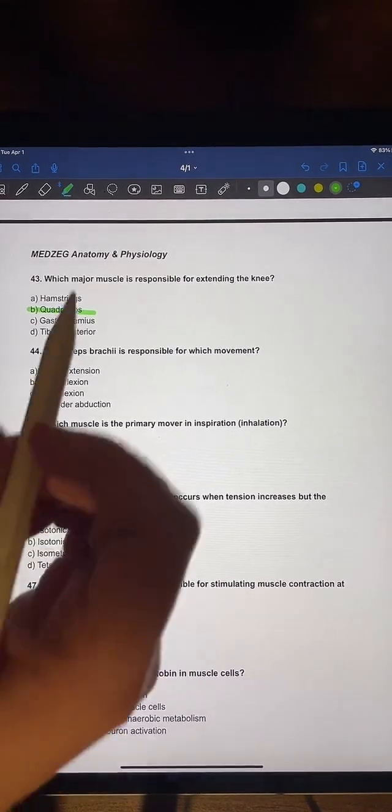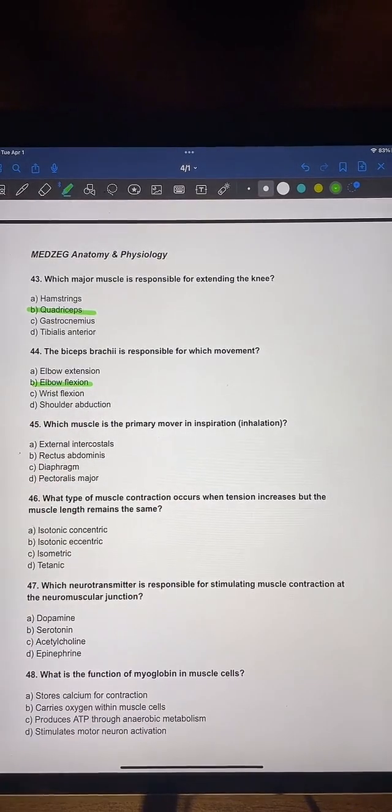The answer is B. It is elbow flexion. They contract, flexing it, pulling the forearm closer to the upper arm.